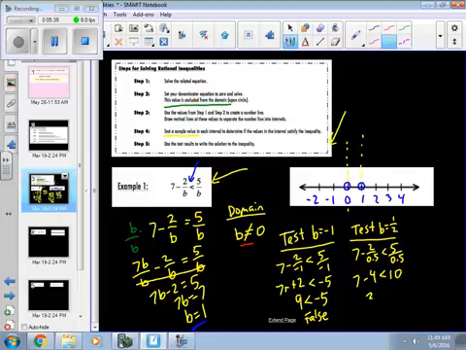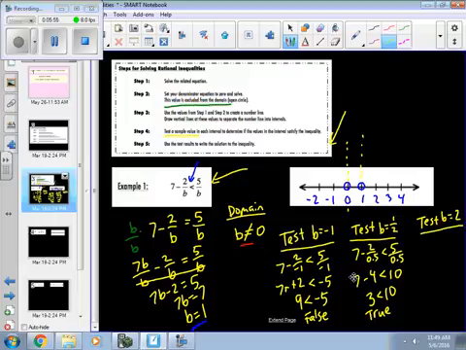7 minus 4 is equal to 3. Is 3 less than 10? Well, that comes out to be true. So that means we need to be shading in between those. Let's just check our last region just to make sure, but I don't think this one's going to come out true, since we already know we're going to be shading in between.